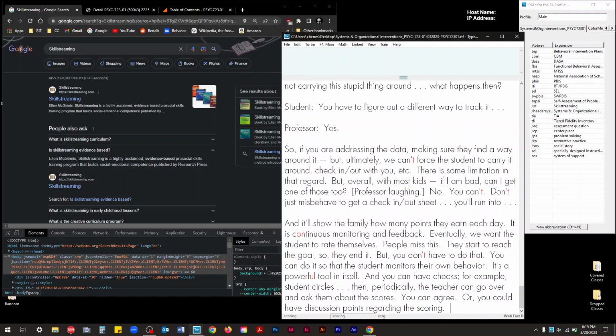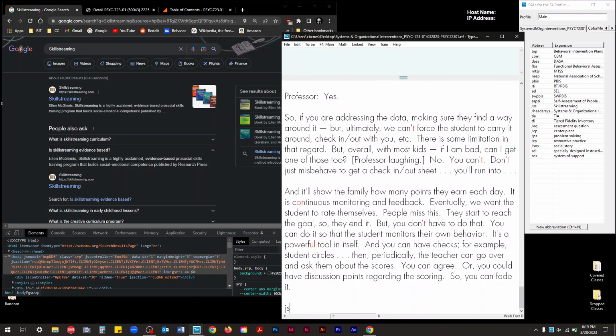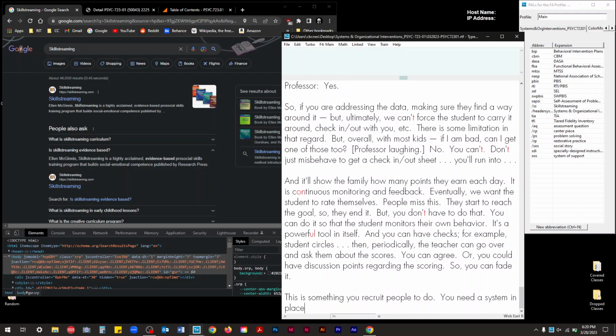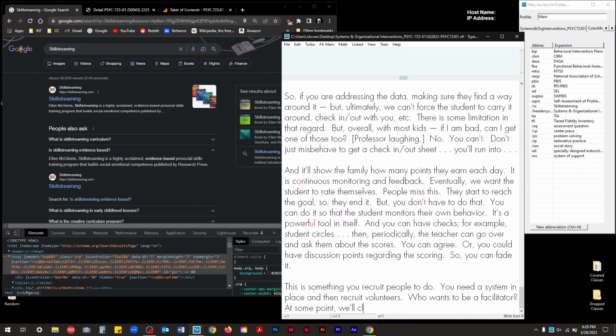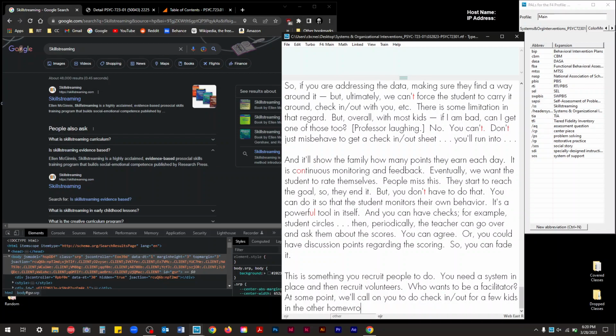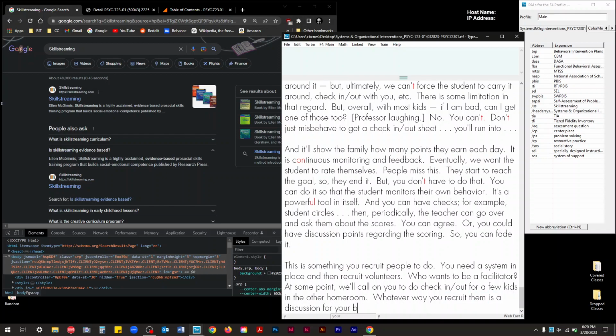This is something that you have to recruit people to do. You have to have a system in place and recruit volunteers. We need facilitators. Who would like to be a facilitator? Maybe the system says everybody is a facilitator, and at some point we're going to call on you, and the expectation is that you're going to do check in, check out for a couple of kids in the other homeroom. However you recruit them is a discussion for your building, and you really do need to put the word out and ask for those people to take that extra time.